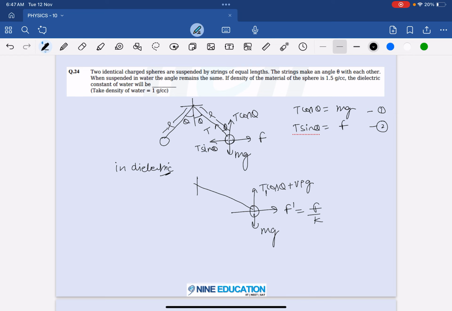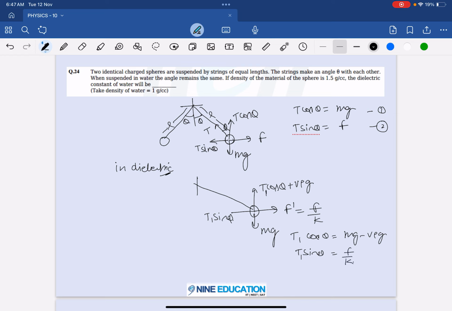Correct? This is going to become T1 sin theta. Sir, can I write it as T1 cos theta equals mg minus v rho g, and T1 sin theta equals f by k? Yes, absolutely, you can write that.